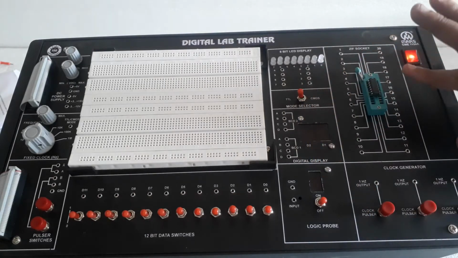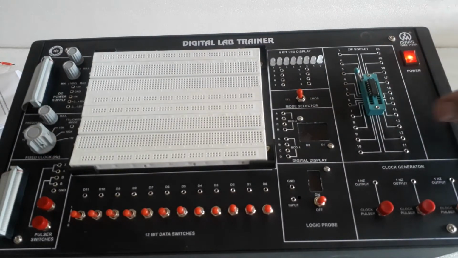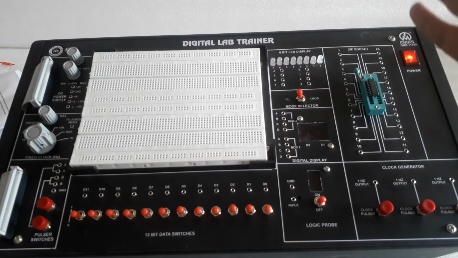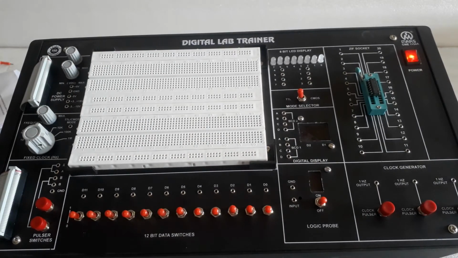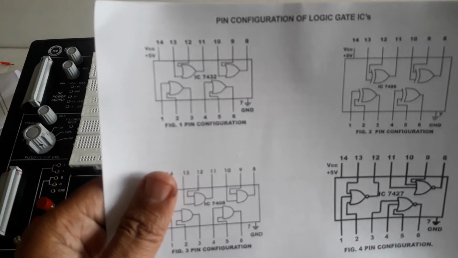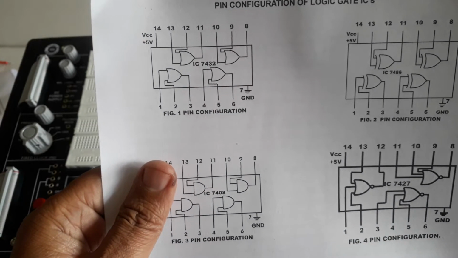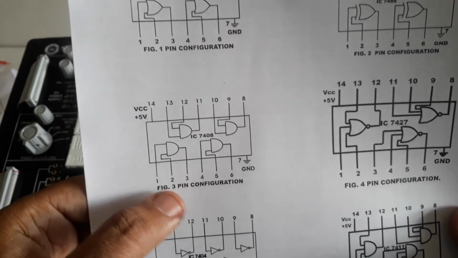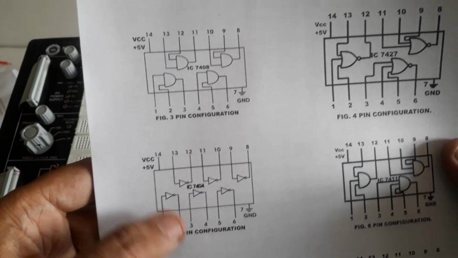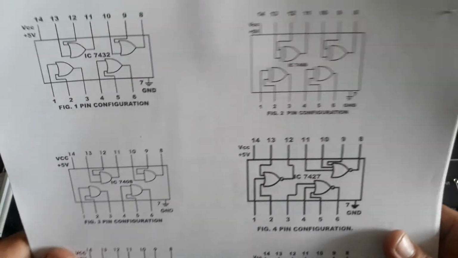And here it is connected. And now select the IC pin, one on the left side of the IC and one opposite, to pin 20. And now perform the experiment according to the manual. Here the IC is inserted, 7432, with pin configuration. Here is a different type of IC, all pins configured.